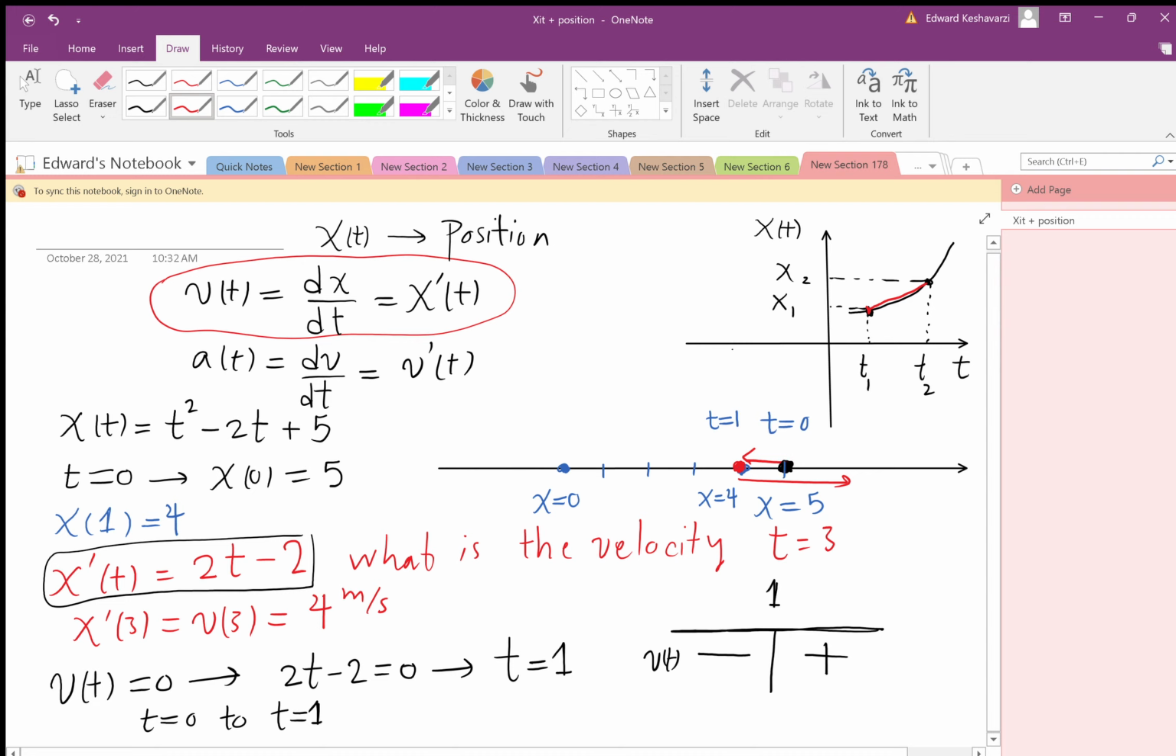So this brief video helps you to understand the connection between the equation of the position, velocity, and acceleration.